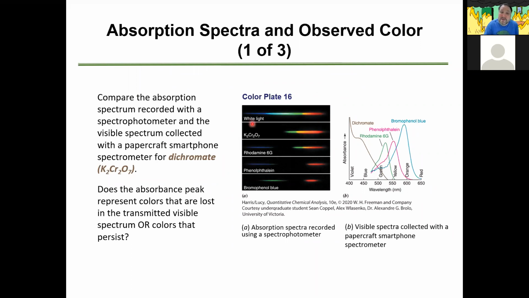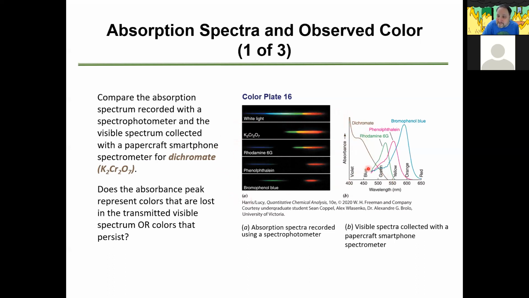So you can compare the absorption spectrum recorded with the spectrophotometer and the visible spectrum collected with a papercraft smartphone spectrometer for dichromate. And you can say, well, does the absorbance peak represent colors that are lost in the transmitted visible spectrum or colors that persist? So here's our dichromate. This is our actual, we did it on a machine. Here is our dichromate over here. And so these things that have high absorbance are the colors that are not getting through.